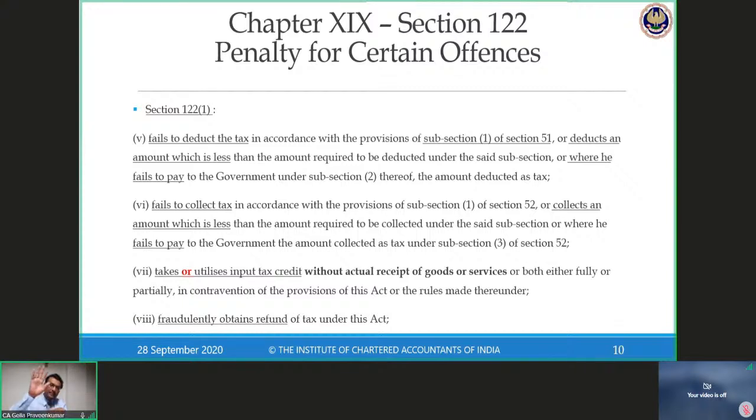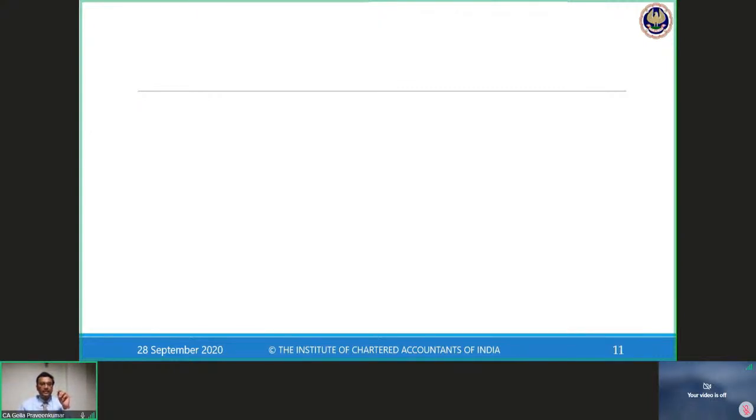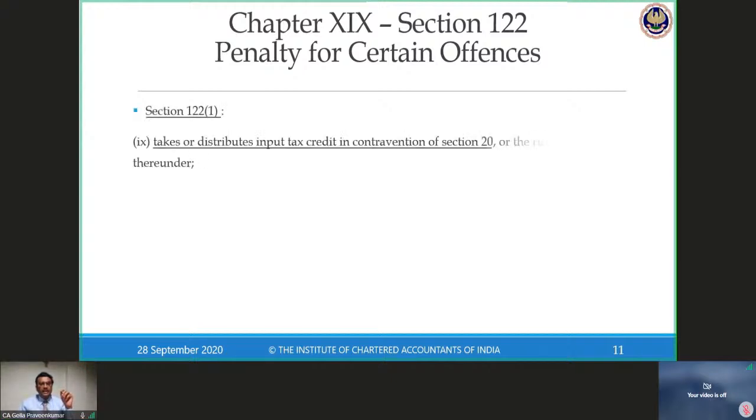I have availed input tax credit without even actual receipt of goods, and I filed a refund application. I got a refund. That's called fraudulent activity, bucket number 2. Next: takes or distributes input tax credit in contravention of Section 20 ISD. If you recollect, there was one principle under Section 20 called ISD.